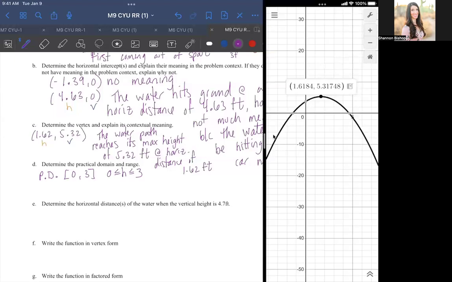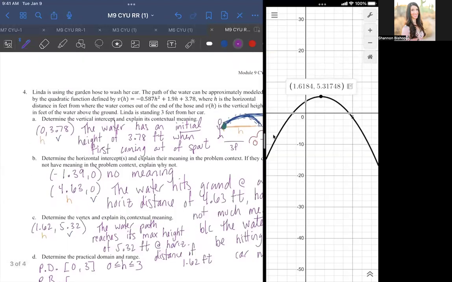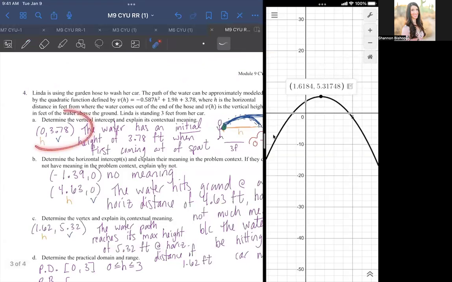So just kind of justify. A lot of times we'll even ask you to justify if it's an open-ended response. And then for practical range, so the output values, the smallest output value is, I don't think I'm going to go 0. I don't want the water to hit the ground. I want the water to hit the car. So for that reason, I'm going to use my smallest value as when I was holding it in my hand.